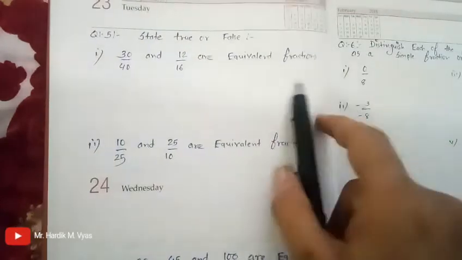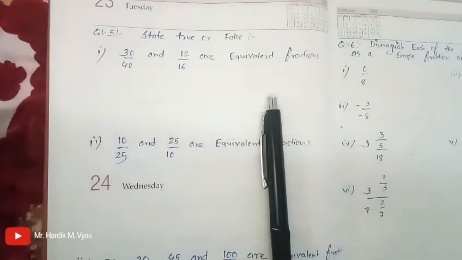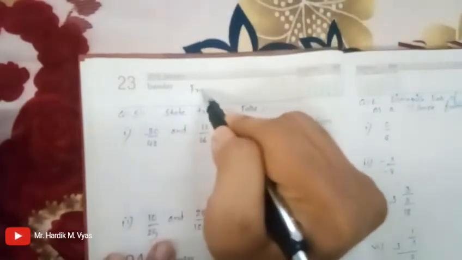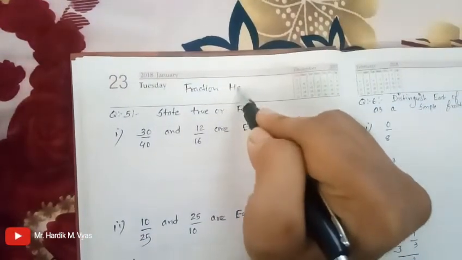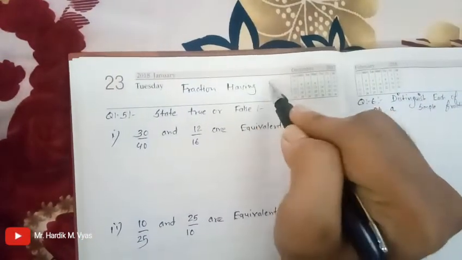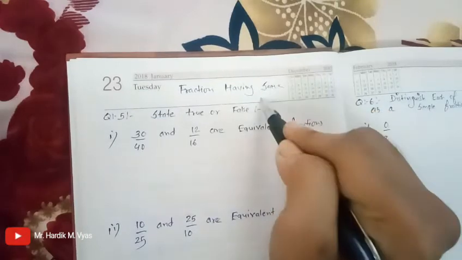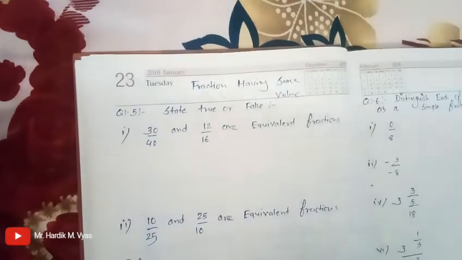So first of all, we will know what the definition of equivalent fractions is. Fractions having the same value are called equivalent fractions. That means fractions having the same values are called equivalent fractions.